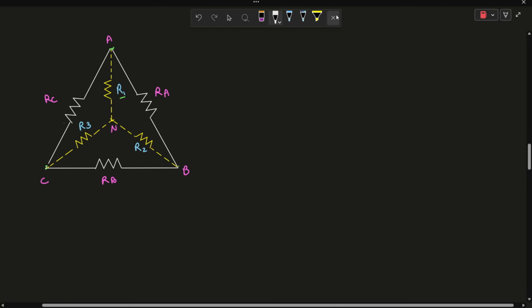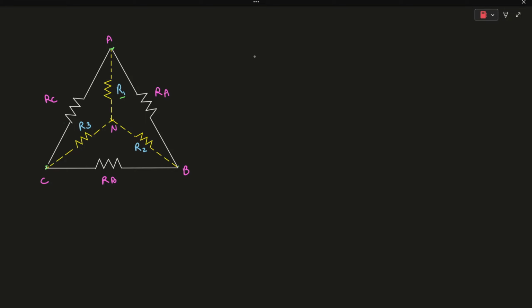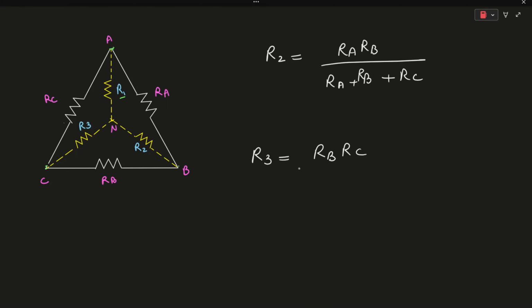Similarly, R2 will be equal to RARB upon RA plus RB plus RC. Similarly, R3 will be equal to RBRC upon RA plus RB plus RC. So I hope it is clear how we are able to find the values of R1, R2 and R3.